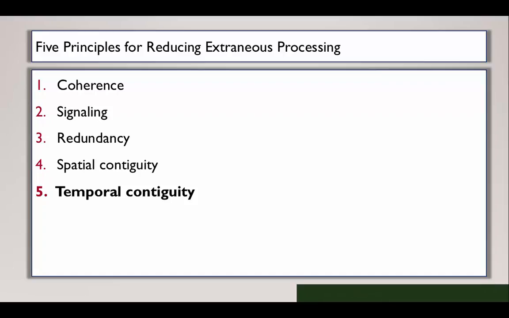Temporal contiguity suggests improved learning when corresponding narration and animation are presented simultaneously rather than sequentially. For example, verbalizing the words at the same time they are illustrated in the animation. If my description of the animation is not occurring at the same time, this requires increased processing.